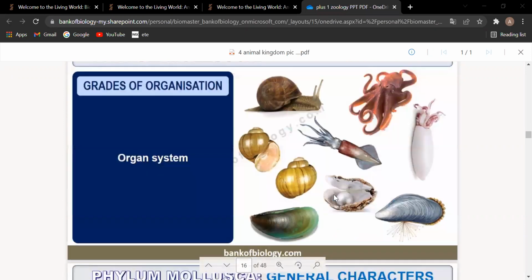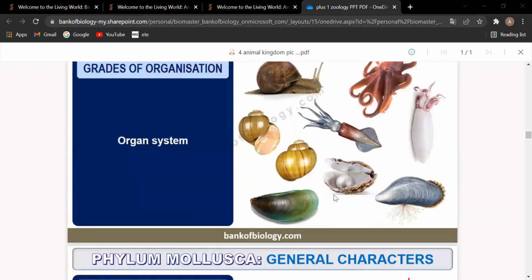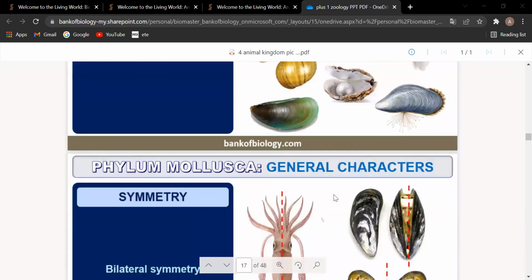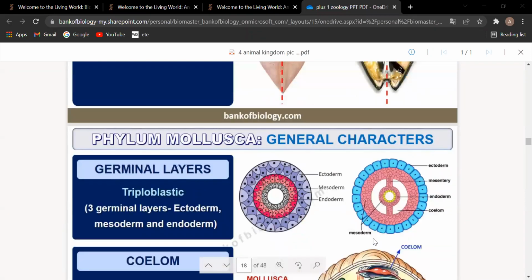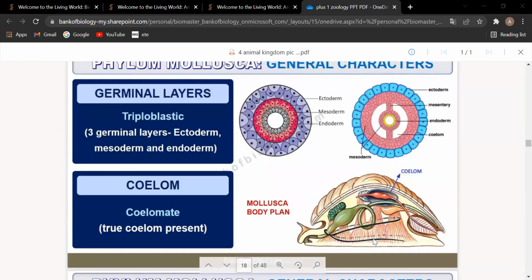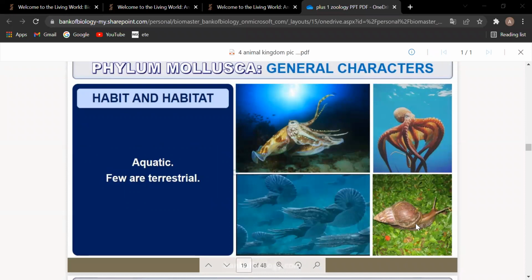They have the organ system grade of organization. Symmetry: bilateral symmetry. You can see it can be divided into two equal halves only when they pass through a single common plane. Germinal layers: there are three germinal layers, ectoderm, mesoderm, and endoderm. Coelom: it has a true coelom, so they are coelomate. Habit and habitat: they are aquatic and a few may be terrestrial.